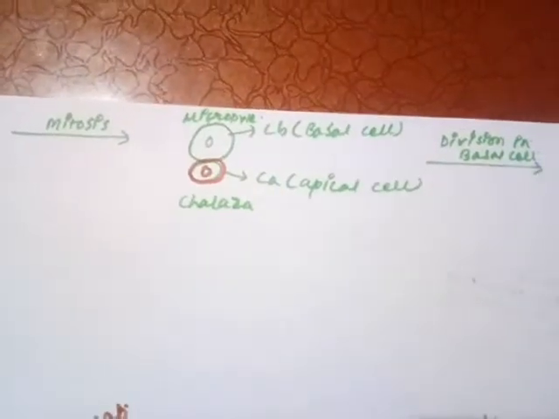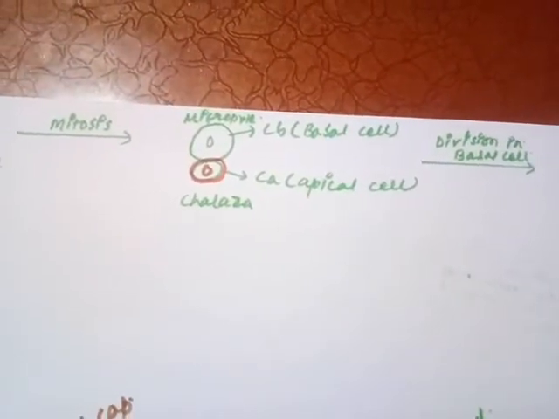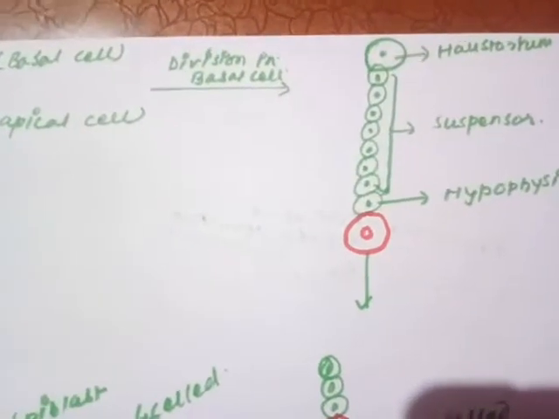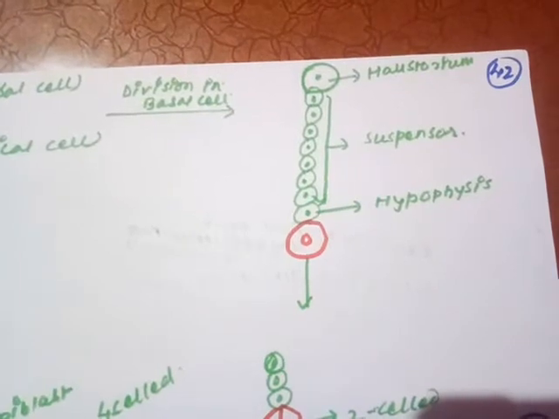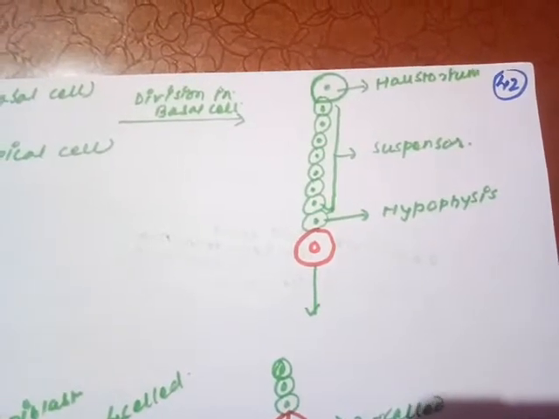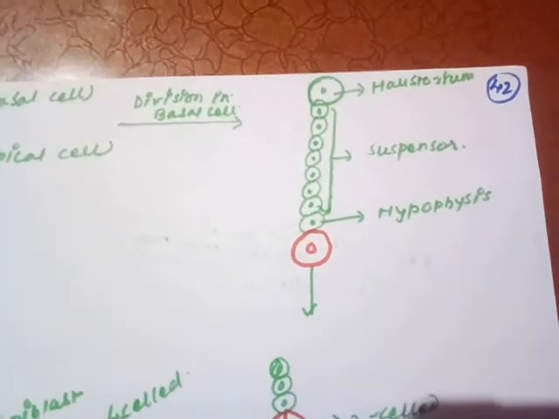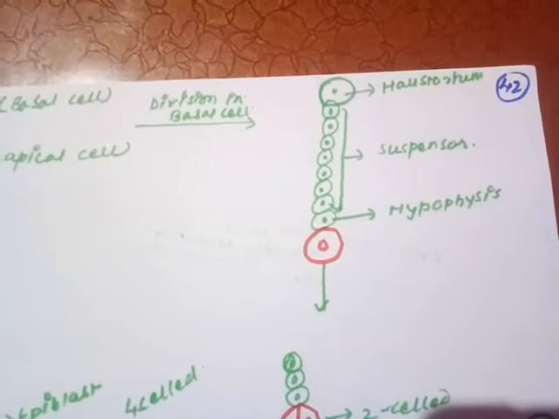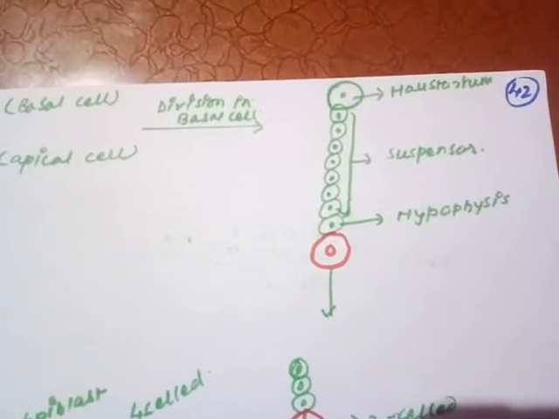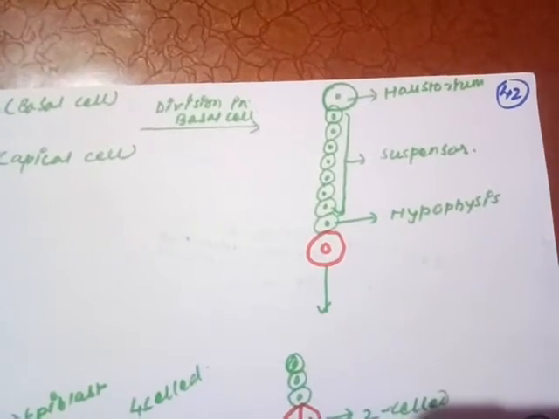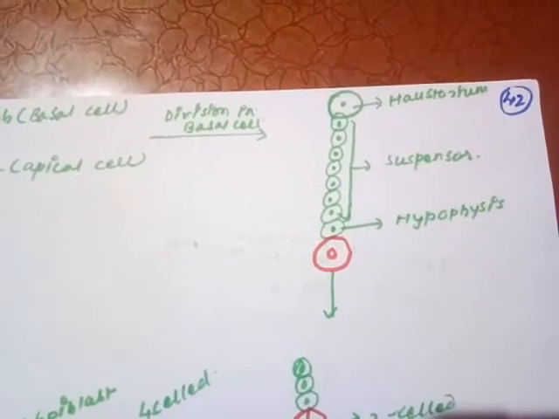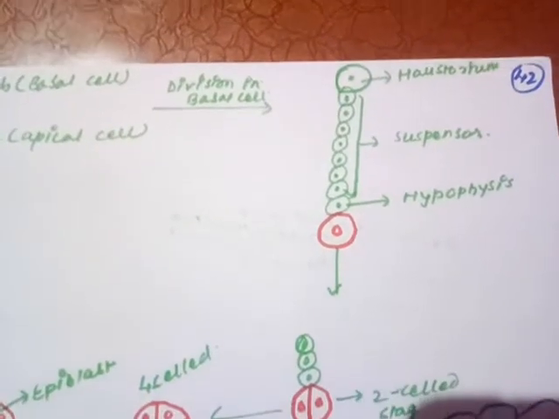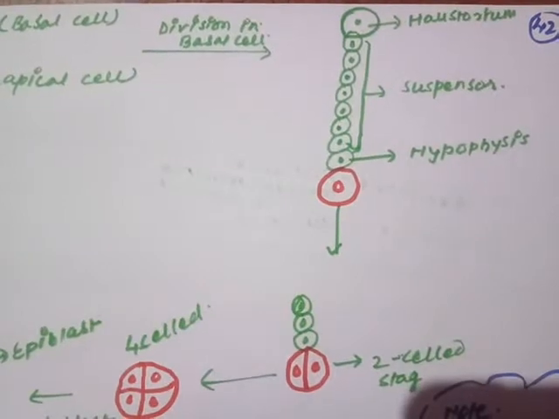The cell lying toward the micropylar end is known as the CB cell, the basal cell, and the CA cell, the apical cell, is toward the chalazal end. Now the division will occur in the basal cell. The repeated series of divisions in the basal cell will form a 6 to 10 cell long structure called the suspensor, and the cell lying toward the micropylar end will get enlarged and swell up so that it could absorb the nutrition. Haustorium is known for the absorption of nutrients, and the suspensor cell has the function to push the embryo into the endosperm for getting nutrition.